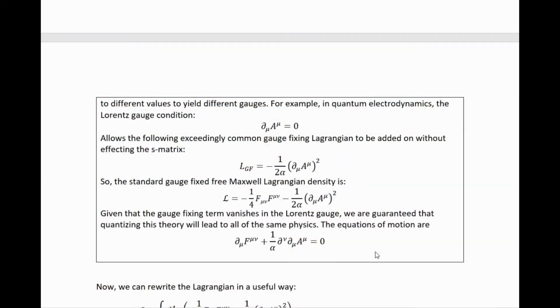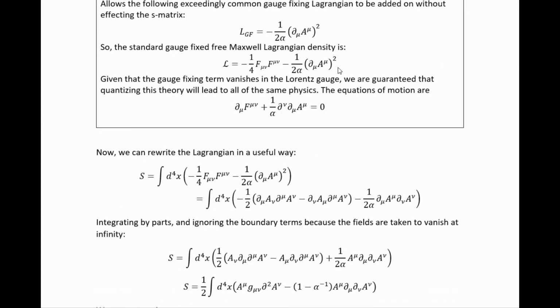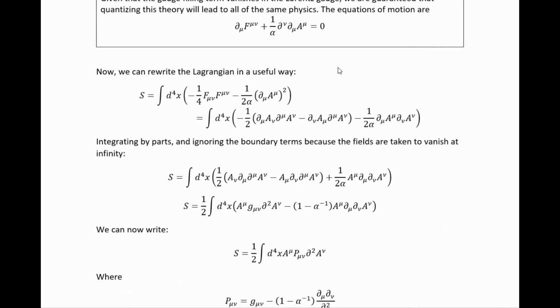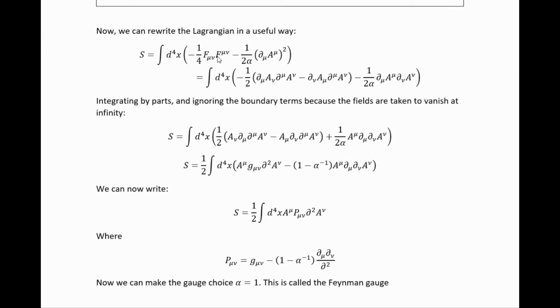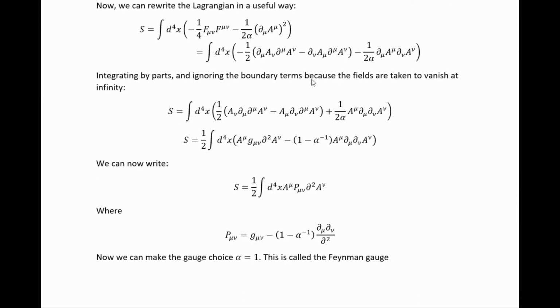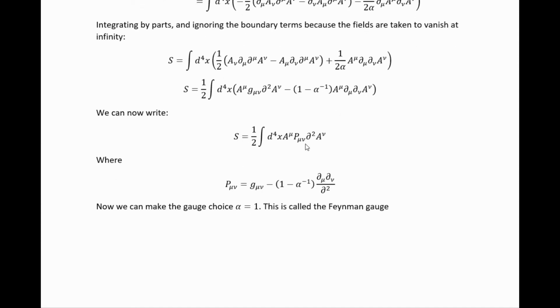This is the ultimate origin of those unphysical states. The physical state condition that we will need to impose to eliminate those unphysical states is actually inspired by the Lorentz gauge condition. With this Lagrangian established, we can proceed to some more manipulations and ultimately quantization. Now we can rewrite the Lagrangian in a useful way. First, let's plug in the field strength tensors here. We get that. Integrating by parts and ignoring the boundary terms because the fields are taken to vanish at infinity allows us to go from this to this, which can then be rewritten like this. So then we have this form of the action here where we get this operator.